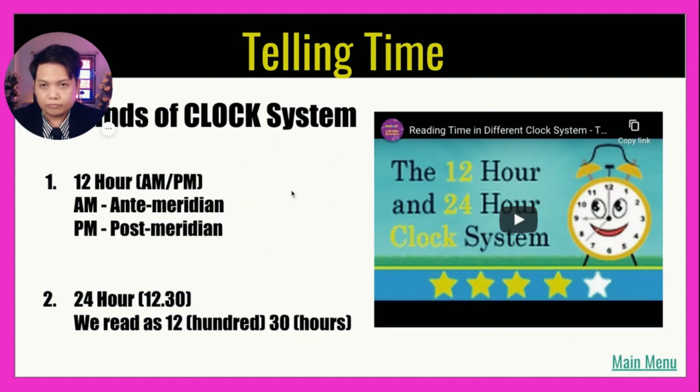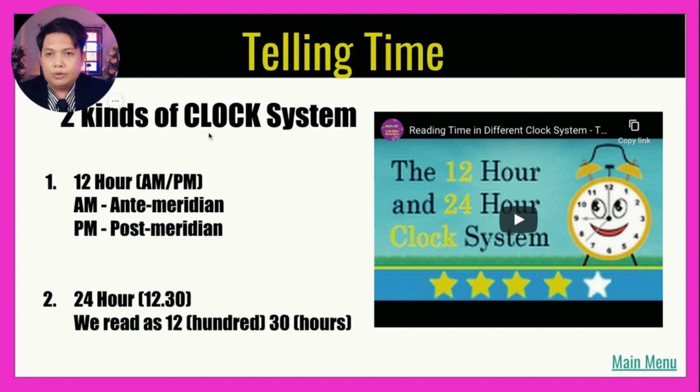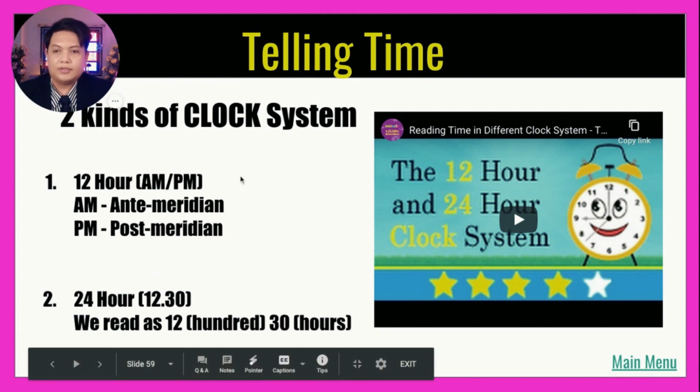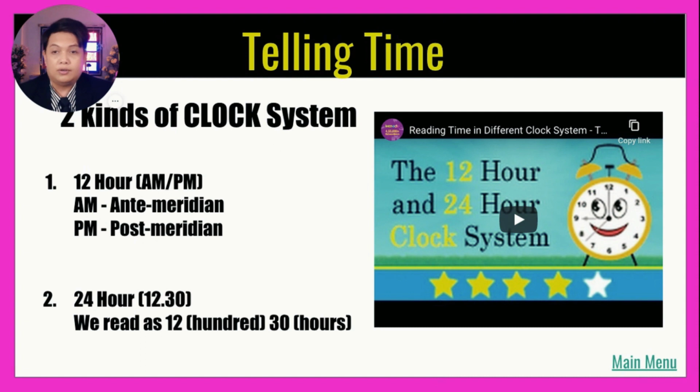There are two kinds of clock system. We have the 12-hour, which has AM and PM. By the way, AM and PM mean ante-meridian. Say it with me again. AM means ante-meridian. Very good. PM means post-meridian. Again, say it with me, post-meridian. Very good. Now, the second type of clock system is what we call the 24-hour, which exceeds the 12-hour clock system.